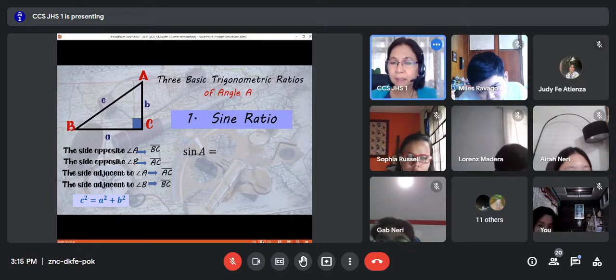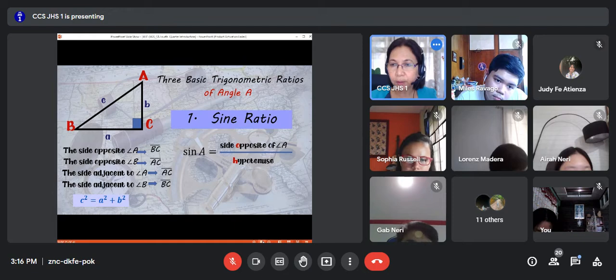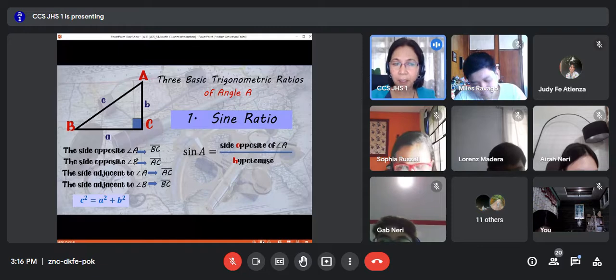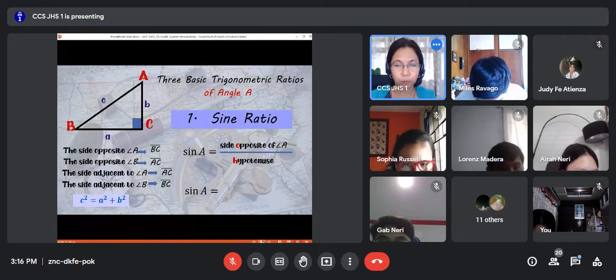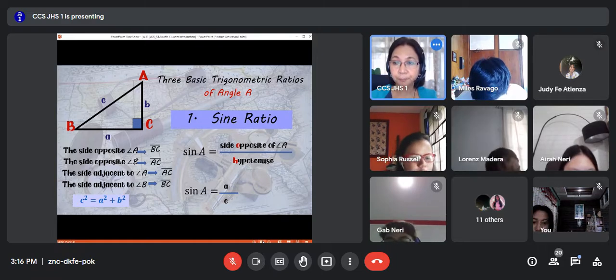Okay, how to read that one? Sine of angle A is equal to the ratio of the side opposite of angle A over the hypotenuse, or denoted in our figure as a over c, for that particular figure. Do you follow?